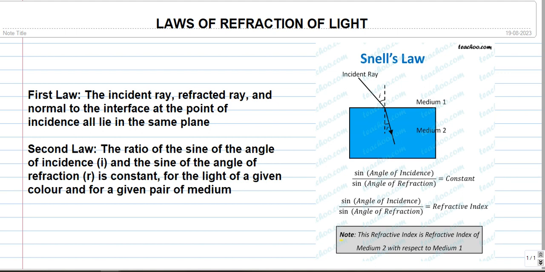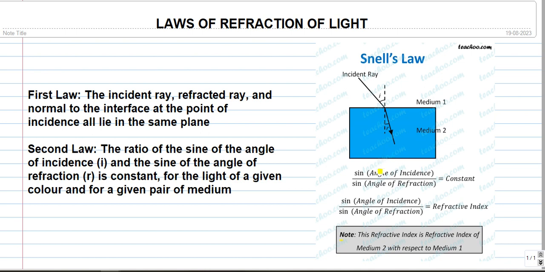The second law is called Snell's law. So we have a diagram here explaining Snell's law. This is the incident ray, and this is the angle of incidence i, and this is the angle of refraction r. As we see, the ray is bending towards the normal, meaning the light is traveling from air to glass. So medium 1 is air, medium 2 is glass.